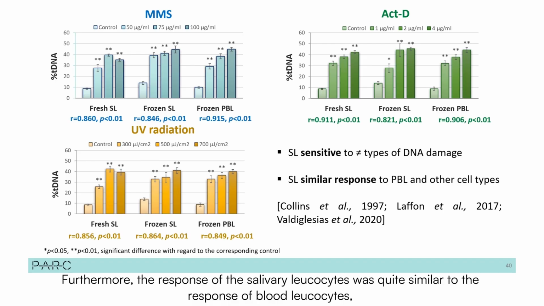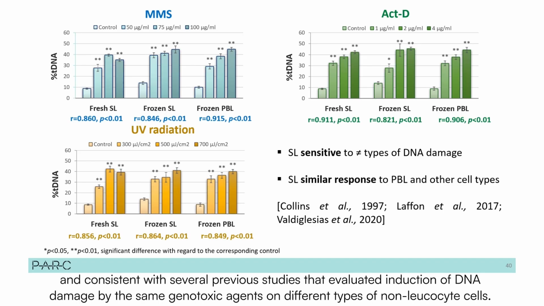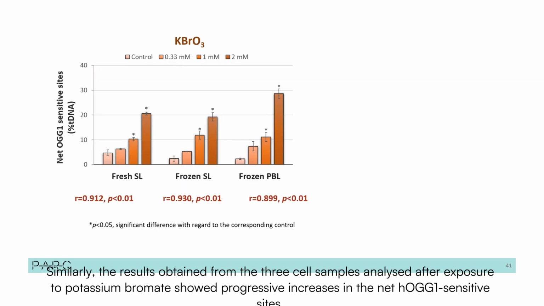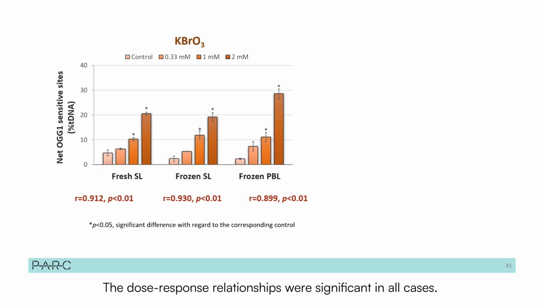Furthermore, the response of the salivary leukocytes was quite similar to the response of blood leukocytes, and consistent with several previous studies that evaluated induction of DNA damage by the same genotoxic agents on different types of non-leukocyte cells. Similarly, the results obtained from the 3 cell samples analyzed after exposure to potassium bromate showed progressive increases in the net hOGG1-sensitive sites. The dose-response relationships were significant in all cases.